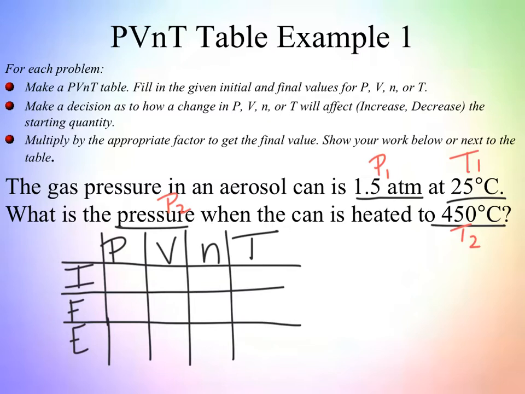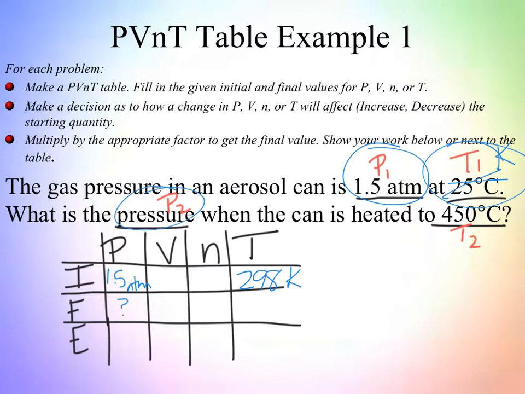So with our pressure, they give us P1 right here, so I'm going to fill that in, 1.5 atm. They also give me temperature. Now, in order to use any gas law problem, what unit does temperature need to be in? It needs to be in Kelvin, so we need to convert this Celsius to Kelvin. You add 273, and so your temperature is 298 Kelvin. Now, they want to know what my final pressure is, so I'm going to put a question mark in here by final.